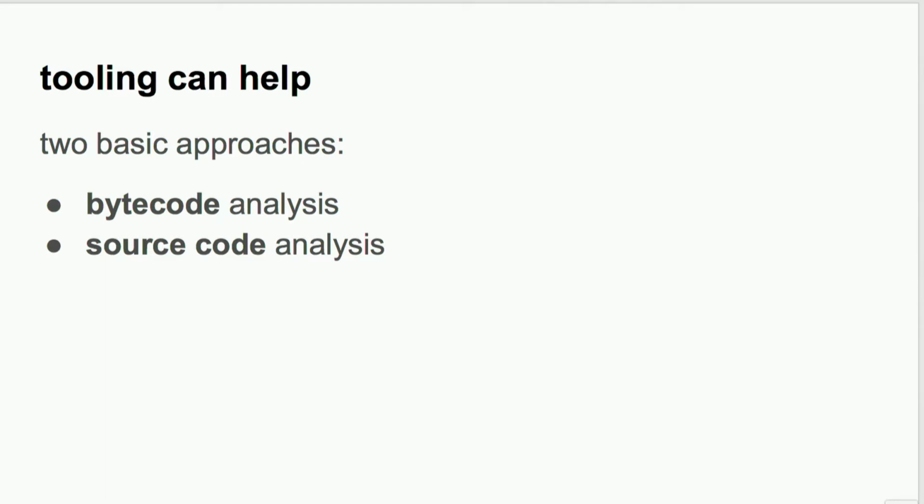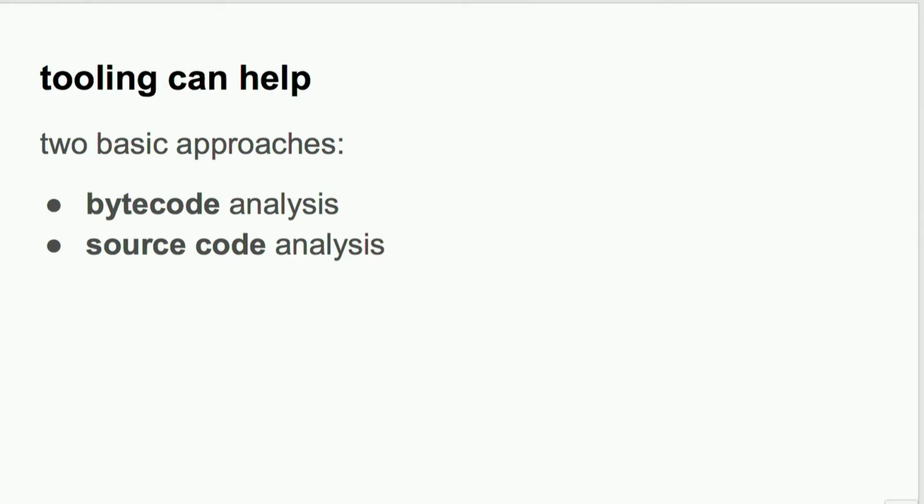And there are two possible approaches that tooling for dependency analysis can take. You can have a tool that looks at the bytecode that comes out of the compiler and looks at the dependency structure of the bytecode. Or you can analyze the source code and try to pull the dependencies out of that.